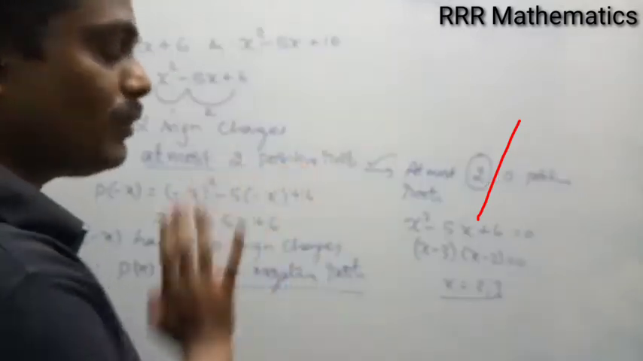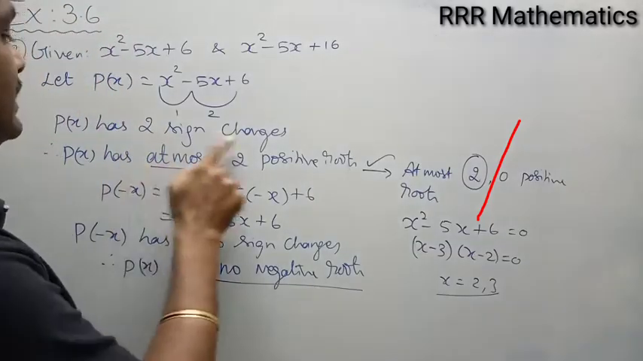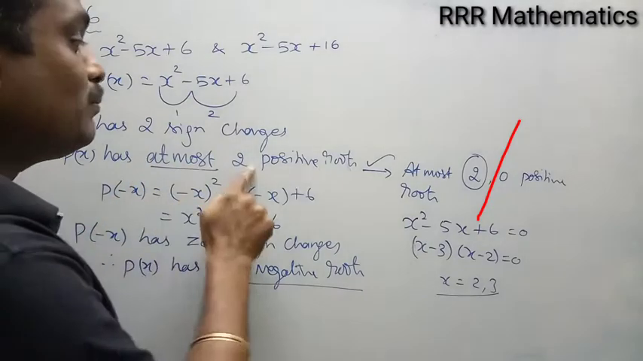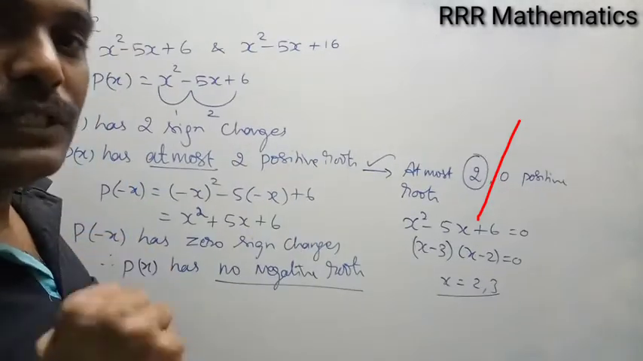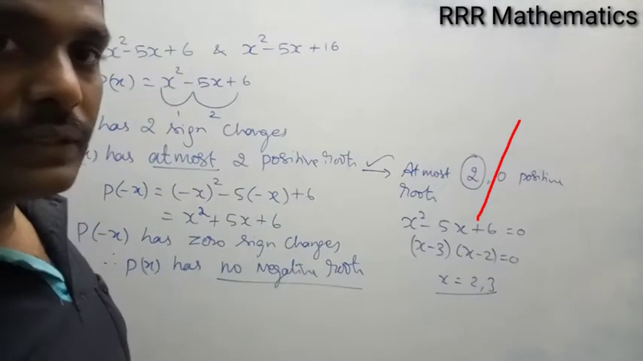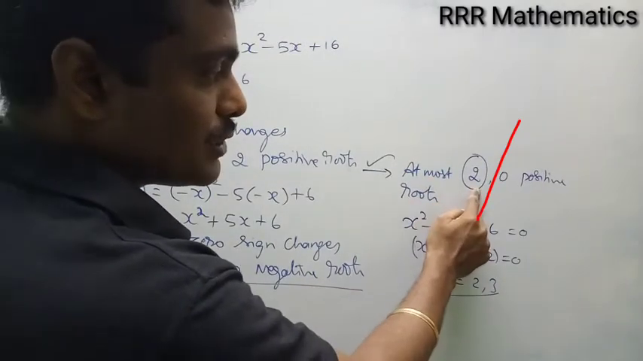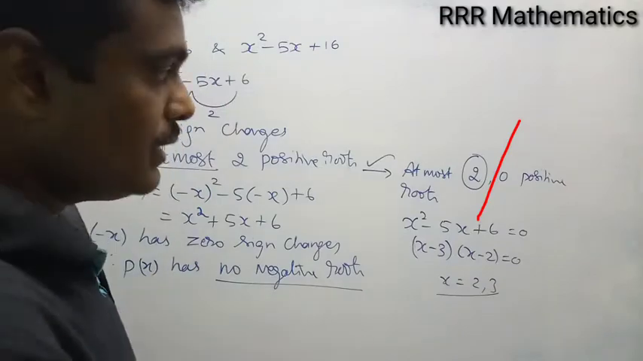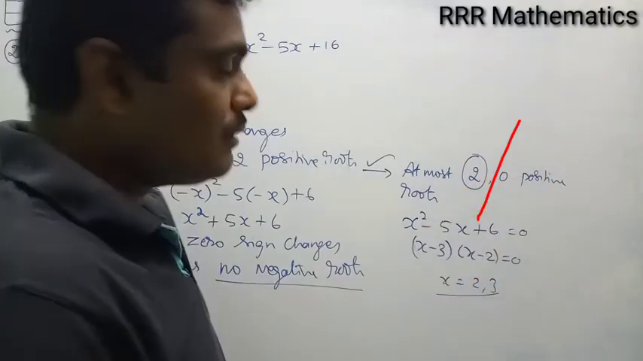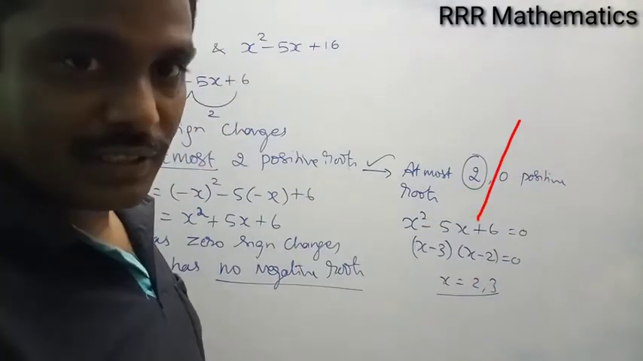Clear. Talk about positive: here there are two sign changes in p of x, so it has at most two positive roots. At most means what? Maximum 2, then 2 minus 2, that is 0. So it has two possibilities: at most two positive roots or no positive roots. If there is no positive root, then what about the roots? They will be imaginary. Okay.